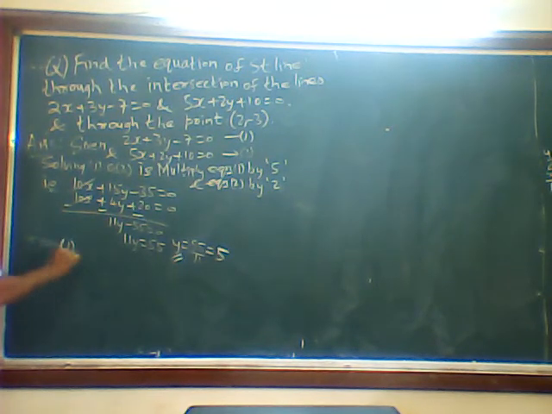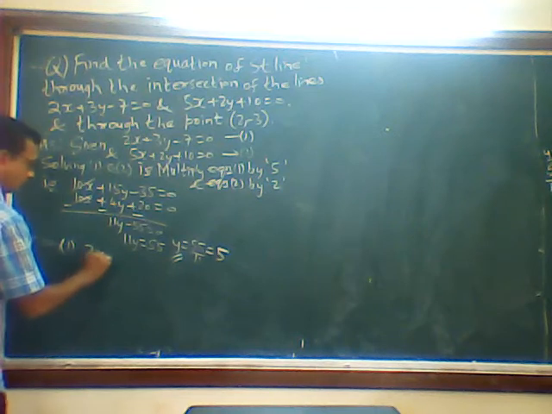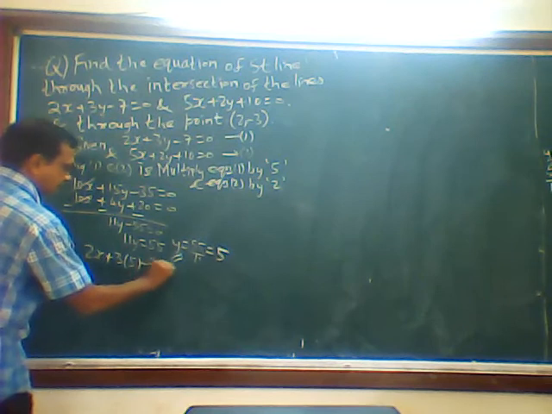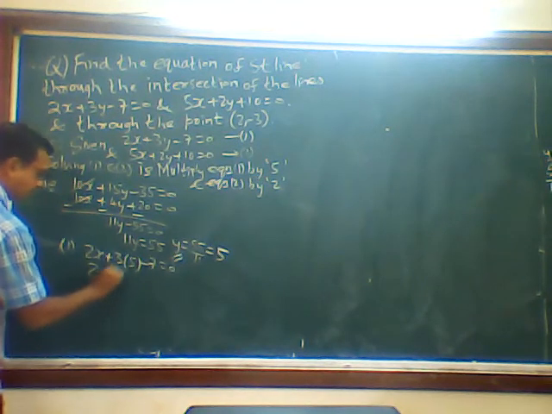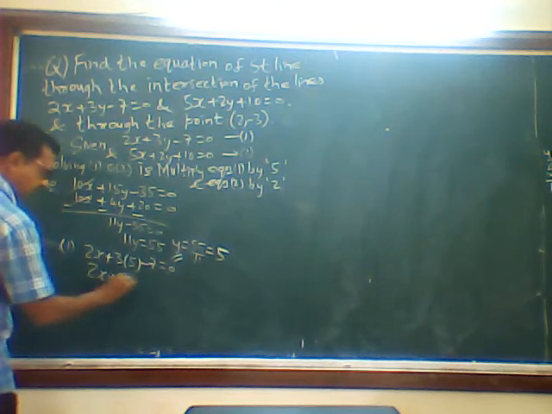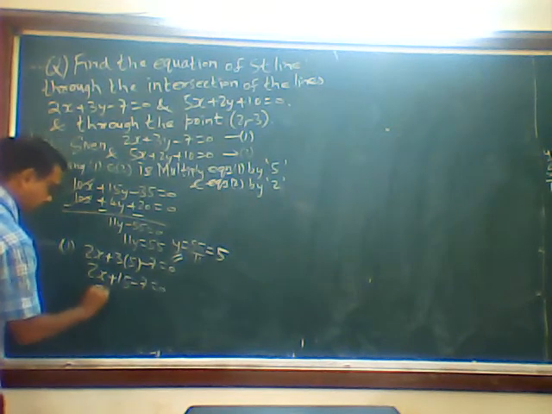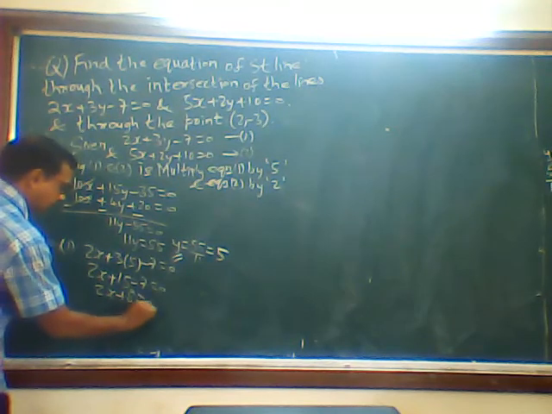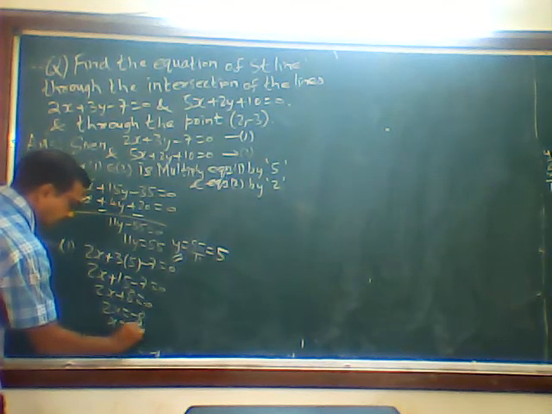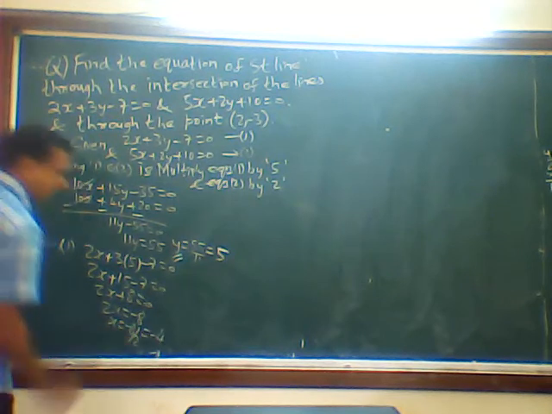Here, from equation 1, I will say 2x plus 3y minus 7 is equal to 0. 2x plus 3 fives are 15, minus 7. So it will be 2x plus 8 is equal to 0. 2x is equal to minus 8. X is equal to minus 8 by 2, which is minus 4.